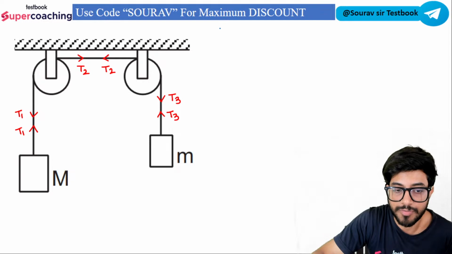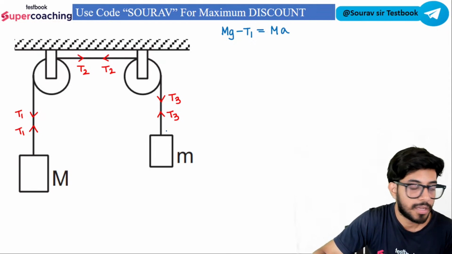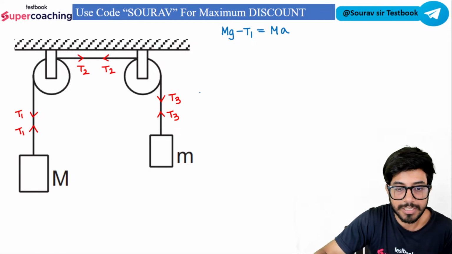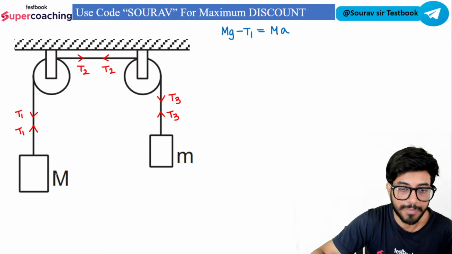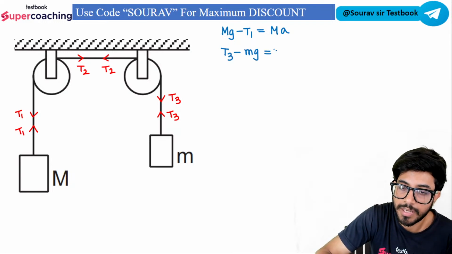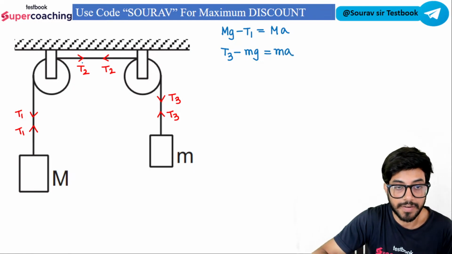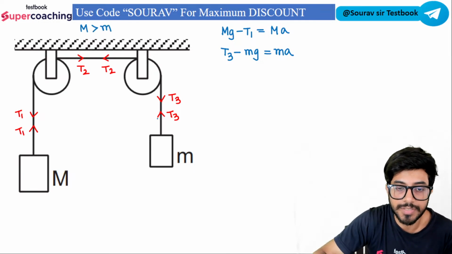We know the equations of motion: mg minus T1 is equal to capital M into acceleration A. For this block, it's T3 minus mg equals m into a. This one is going up, this one is coming down, so T3 is bigger, because capital M is greater than small m, so this one comes down and this one will go up.